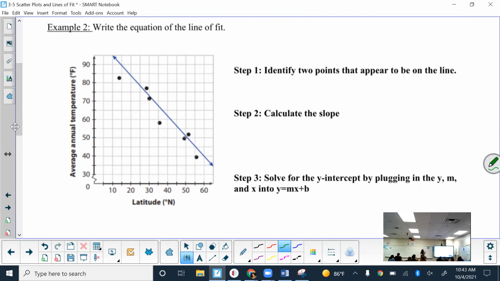So first example, we need to write the equation of the line of fit. So first, and the steps are written out for you, so make sure you memorize these steps. We need to identify 2 points that appear to be on the line. Do those 2 points need to be the data points? So the black dots? No, they do not need to be the black dots. They can only be the black dots if it's on the line of fit. Are any of them on the line of fit? No. Maybe this one is close, it touches it, but it's not centered, so no.